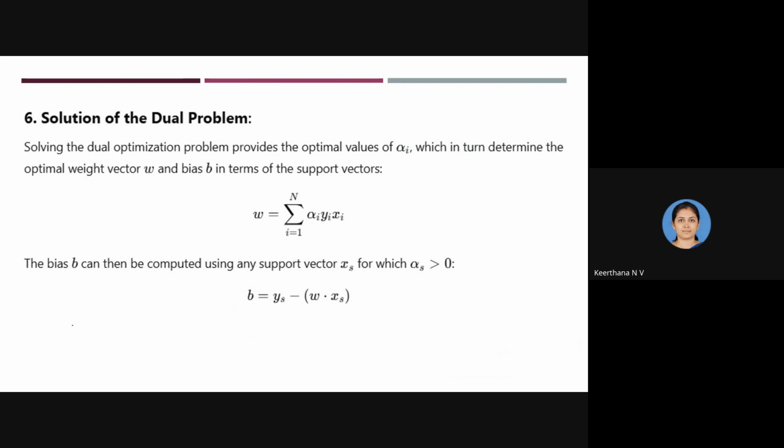Solution of the dual problem. Here the dual problem will provide the optimal values of alpha i, which determine the optimal weight vector. The optimal weight vector can be calculated like this, and the bias can be calculated like this in the case of alpha of S, where S represents the support vector, which should always be greater than 0.